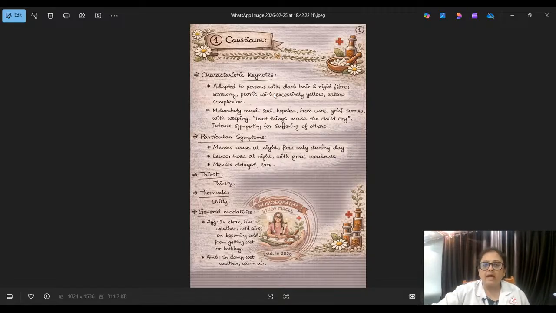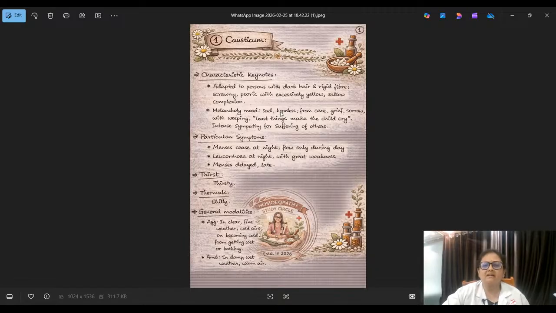Okay, and they have sad mood, hopelessness from care, grief, sorrow, with weeping. The least things make the child cry. Intense sympathy for the suffering of others. See, these people, like Kent also says, have intolerance to injustice to anybody or anything, even animals or plants, any living beings. If some injustice is being done, say for example, you take a stone and hit the dog, the Causticum patient cannot tolerate it.